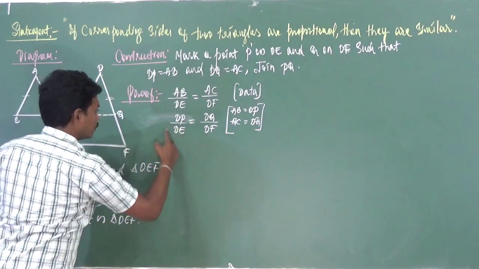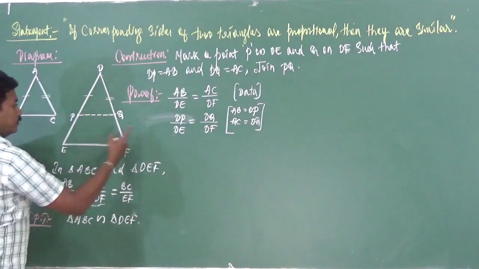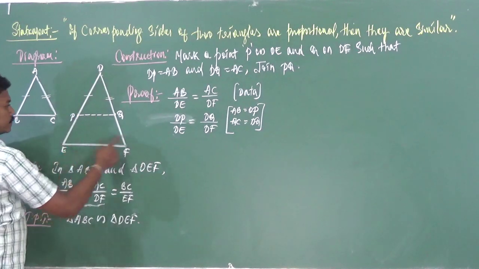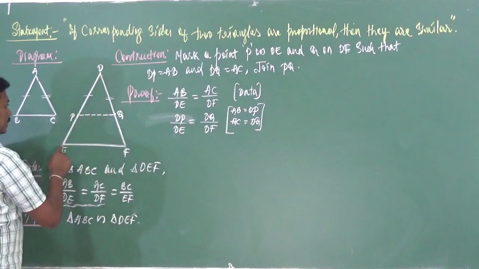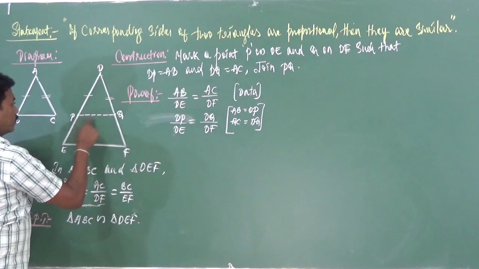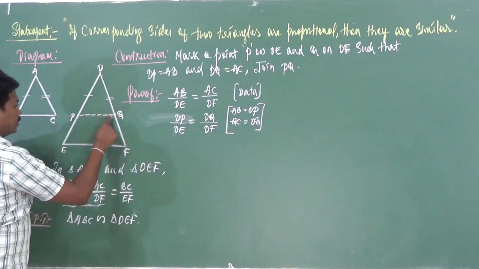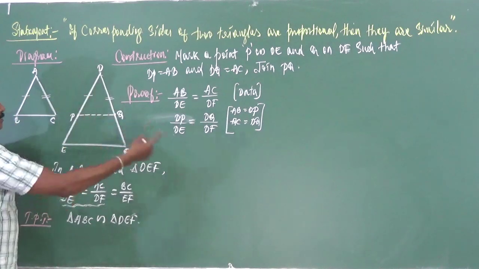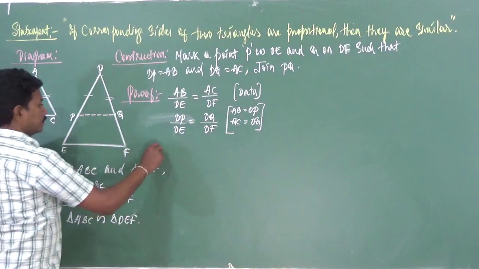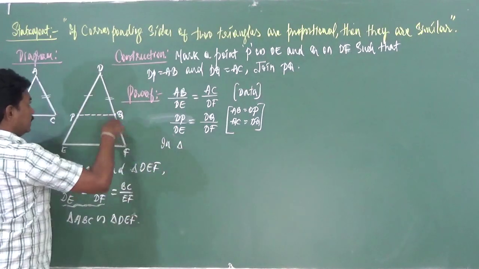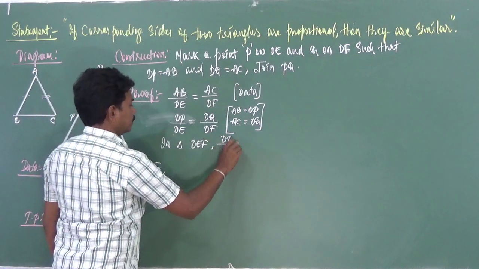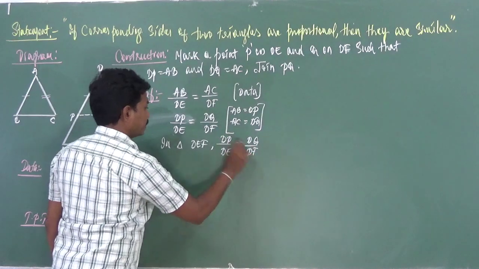So this entire ratio now gets applied in this triangle. If you apply this ratio in this triangle, DP by DE is equal to DQ by DF. In the sense, the line PQ, what we have done with construction, is dividing these two sides in the same ratio, that is DP by DE is equal to DQ by DF. So in triangle DEF, DP by DE is equal to DQ by DF. It has happened now, right?